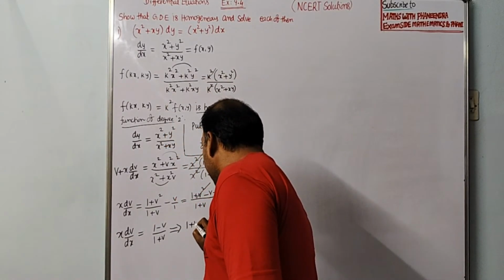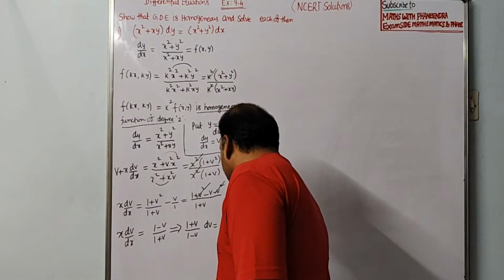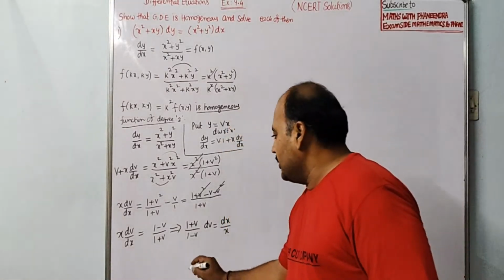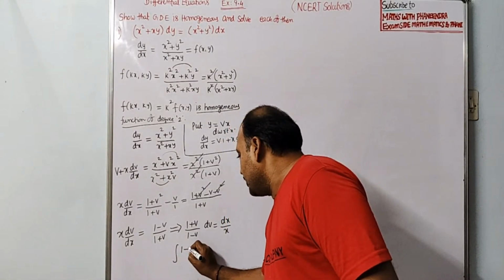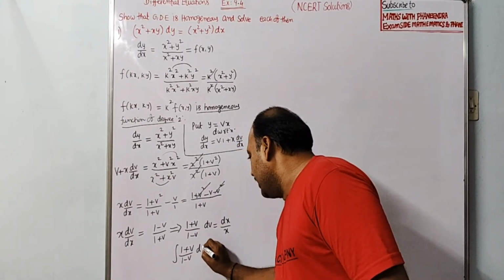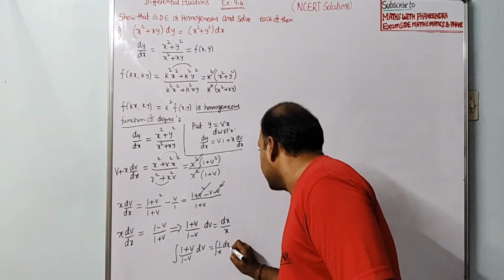So (1 plus v) divided by (1 minus v) into dv is equal to dx by x. Am I right? Taking integration on both sides, integral of (1 plus v) by (1 minus v) into dv is equal to integral of 1 by x into dx.